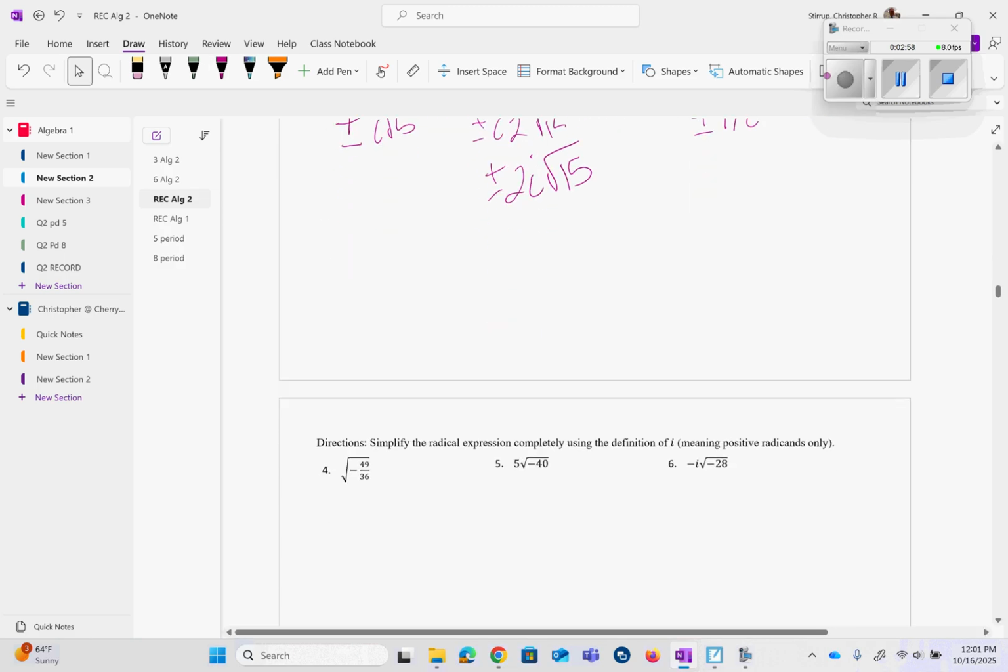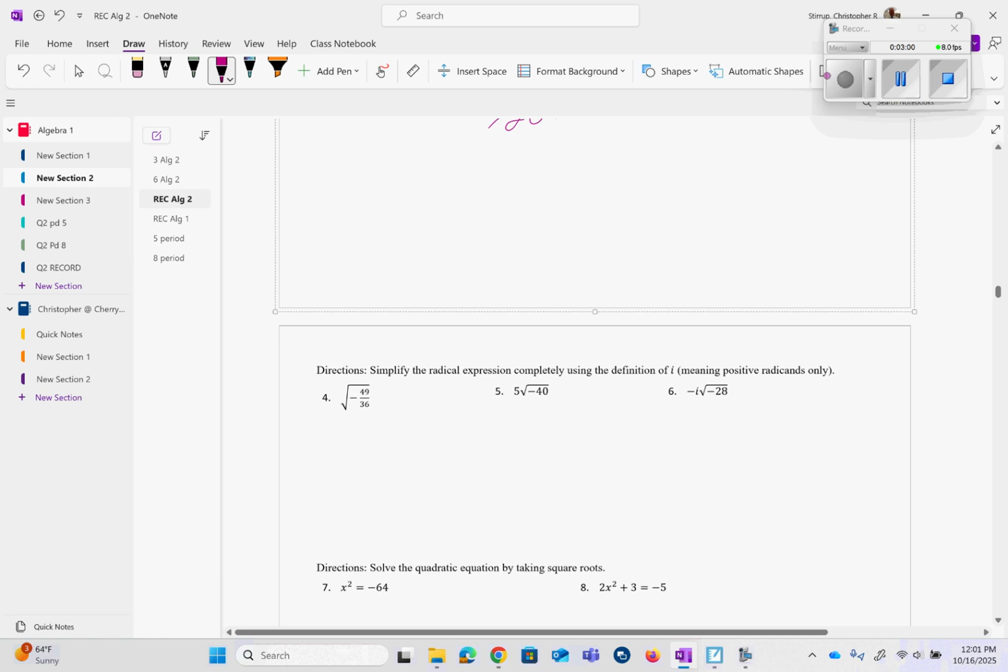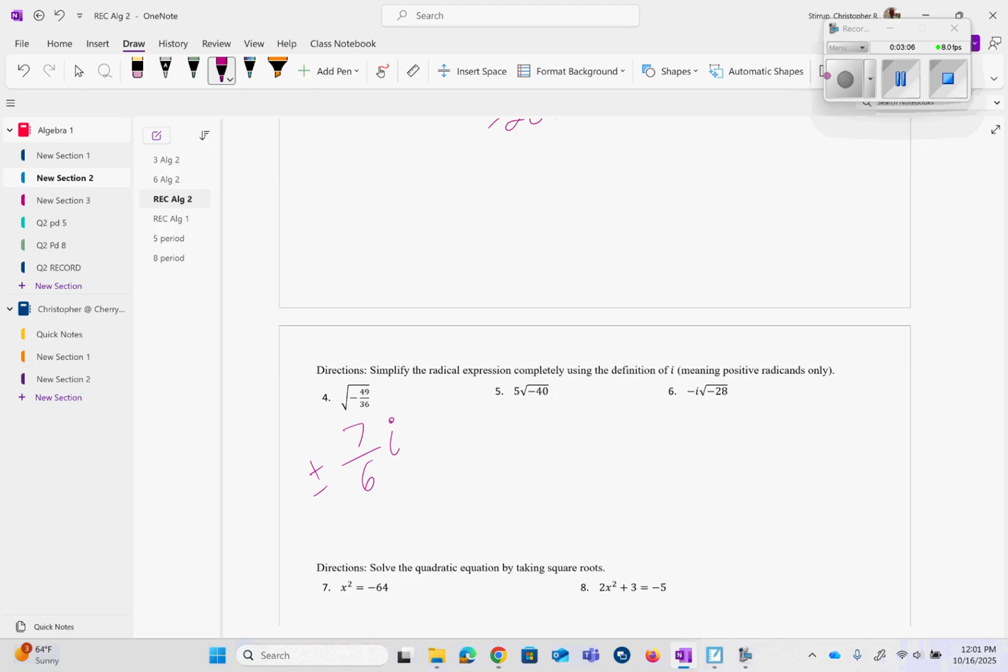So as we scroll down, so this is going to be square root of 49 is 7, square root of 36 is 6. I have a plus or minus component, and then I have an i because I had a negative there. This one, I'm going to have the i that's going to come out. 40 is going to break down to 4 times 10, so square root of 4 is 2. 2 times that 5, I'm going to get 10 root, or 10i root 10. Don't forget the plus minus.